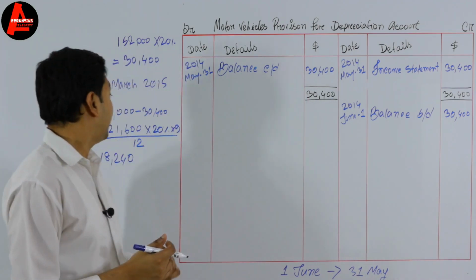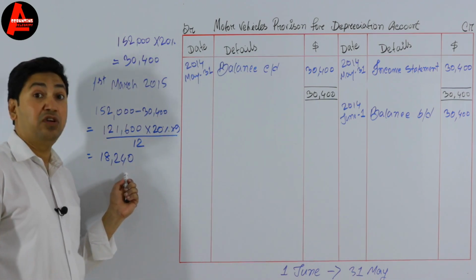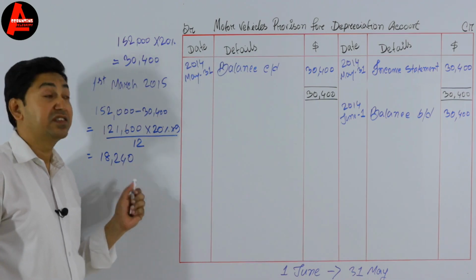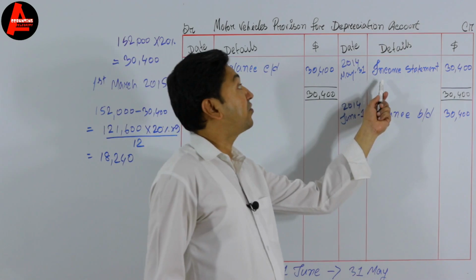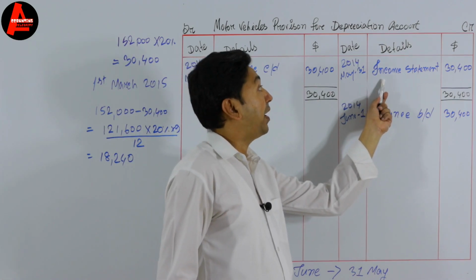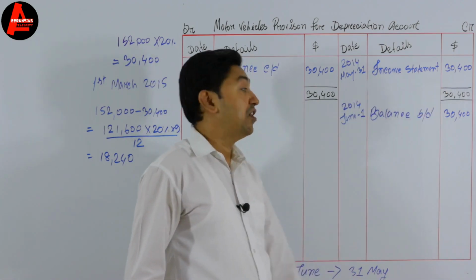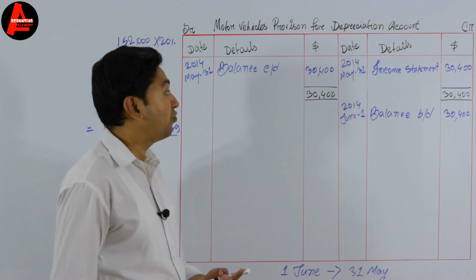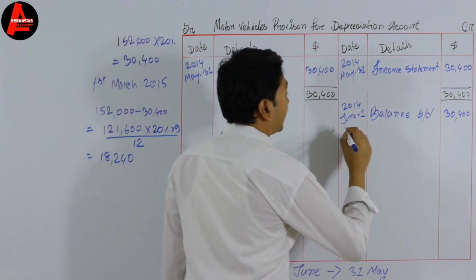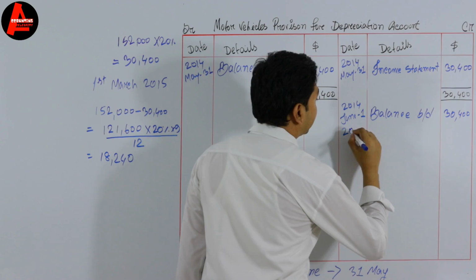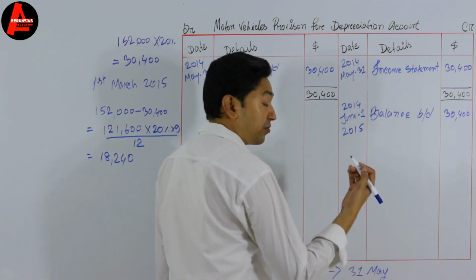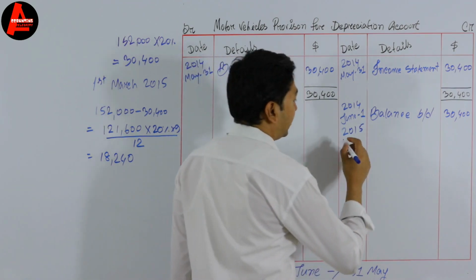Now again we will transfer this amount to the income statement. Same thing as on 31st May 2014, where we wrote income statement here. Same way, same side, we will write. Don't forget, I told you already, we always transfer depreciation to the income statement at the end of the financial year.